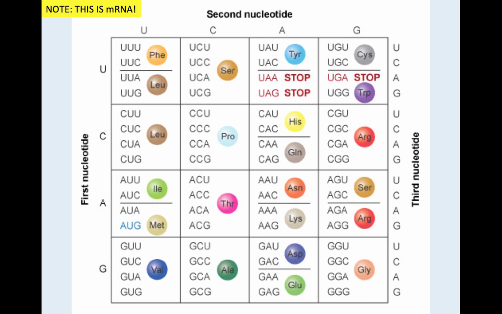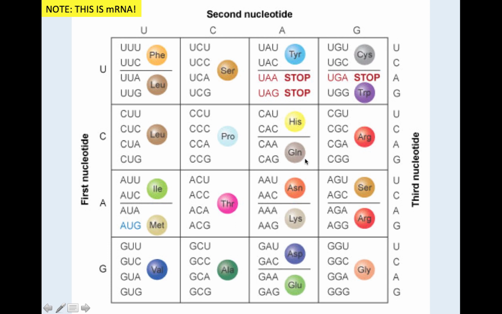So if you look at the messenger RNA and it says, for example, CAG, well, what you do is you go to the first nucleotide, which is C, and then the next one, so you go along, and you find A, the second one is A, so CA, and then G. Okay, so this is going to be the amino acid that's coded for in that messenger RNA.